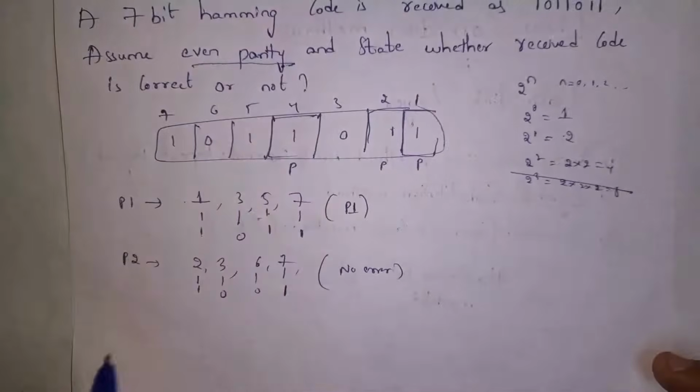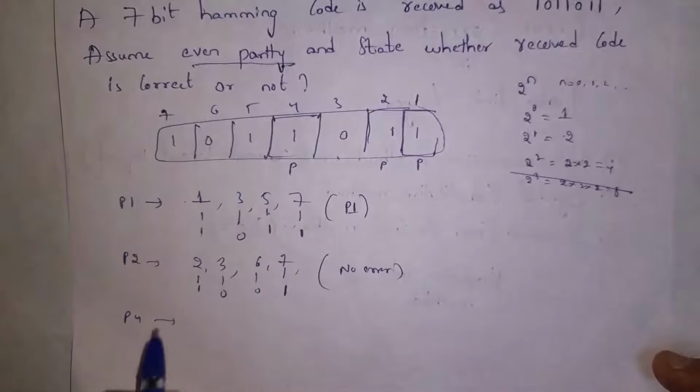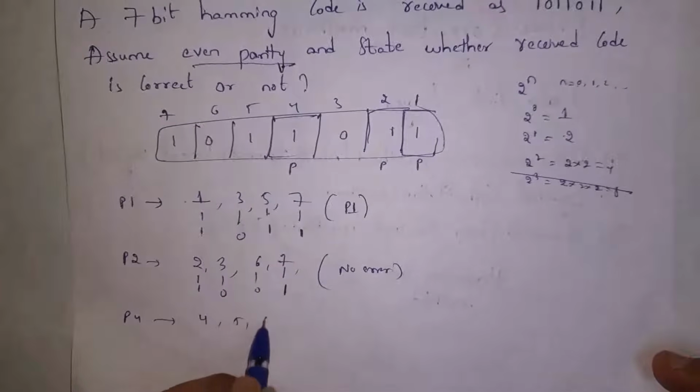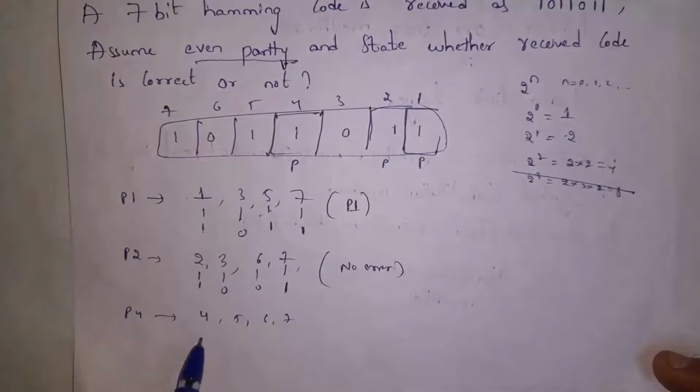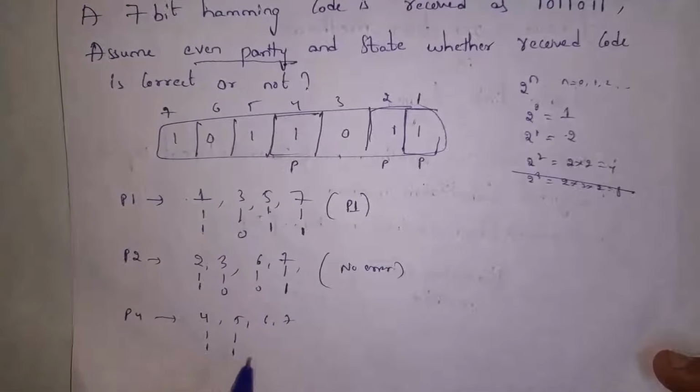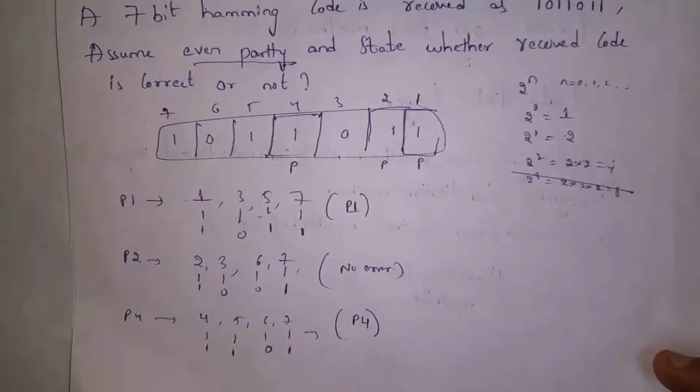And next one is P4. P4 means take 4, skip 4 and start from 4. So starting from 4 we'll take 4 values. They are positions 4, 5, 6, 7 and there are no other values, so we can stop here. So P4 value is 1, P5 value is 1, P6 is 0 and P7 is 1. As there are an odd number of ones, parity 4 contains errored data.